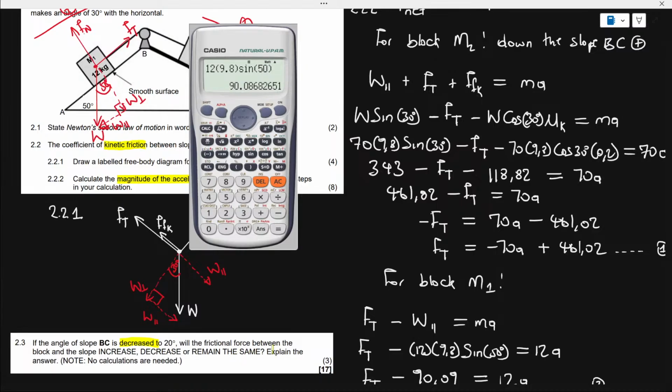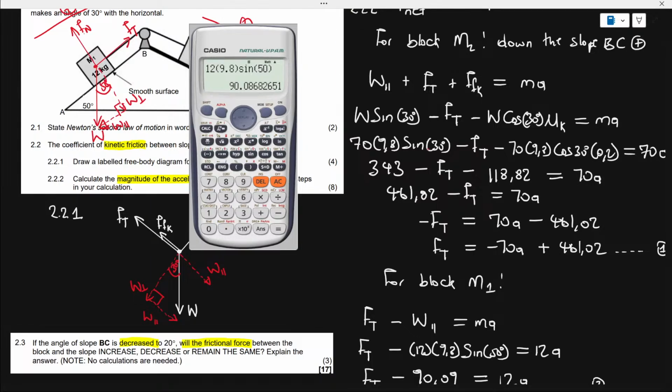Explain the answer. Note, no calculations are needed. Okay, so the question is, will the frictional force between the block and the slope increase, decrease, or remain the same? So if we decrease the angle of the slope BC, how is the frictional force going to be affected? So this is very straightforward.